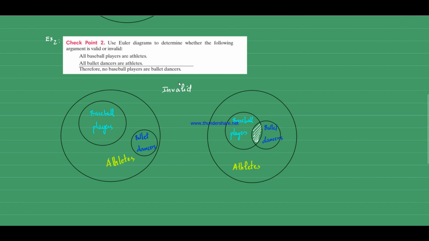I can draw two Euler diagrams that satisfy the two premises right over here, but there's only one diagram that satisfies the conclusion. This diagram over here satisfies the premises, but it does not satisfy the conclusion. That's why the whole argument over here is invalid, because we can draw another Euler diagram that does not satisfy the conclusion.